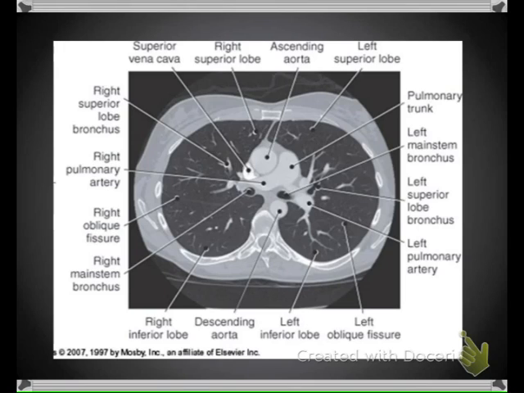Also, we do have the superior vena cava, and notice that this is a contrast enhanced study as well, and the superior vena cava has much more contrast enhancement than the ascending aorta. Additionally, look at the costotransverse and costovertebral joints as well. Also notice that we are at the body of the sternum, and we do have costal cartilage right here and here to connect the ribs to it.